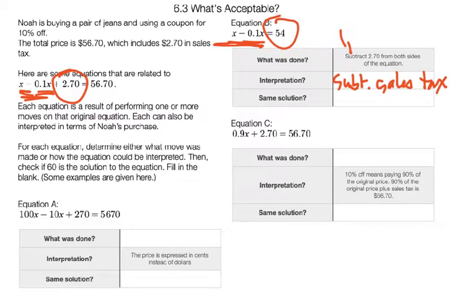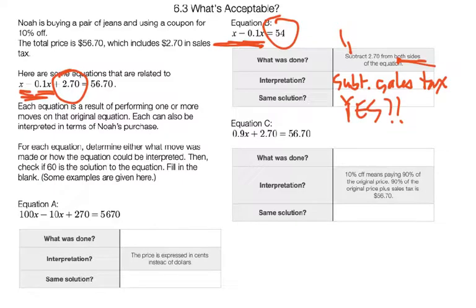Do I have the exact same solution? Yes. Absolutely yes. Why do I know that? Because I subtracted $2.70 from both sides of the equation. All right, let's look at this last one, equation C.